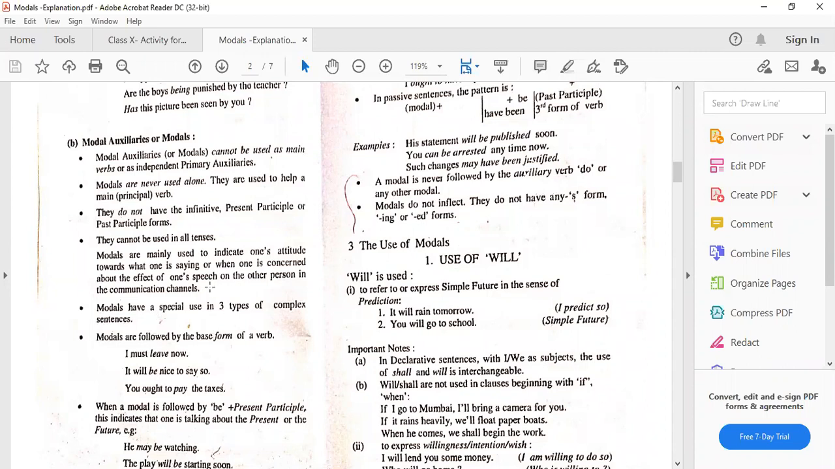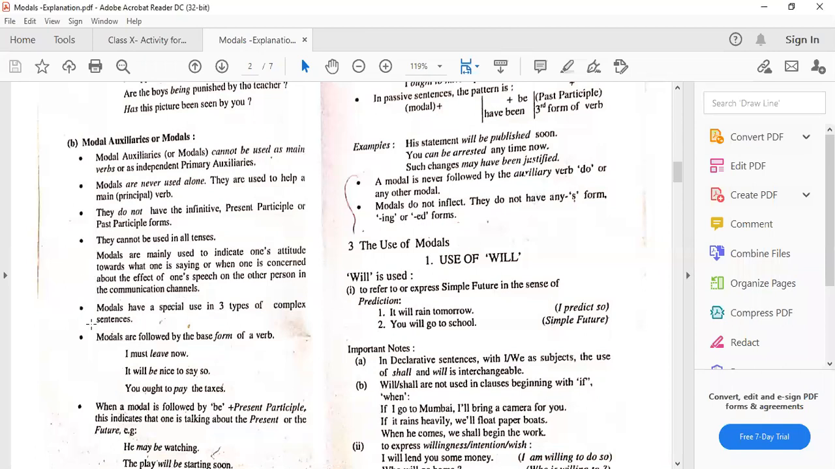You have seen that in the first pattern you use present plus future, then past plus would, could, should plus first form. Then in the third pattern we use had plus third form, and in the second clause we use would, could, should, have plus third form. Past perfect plus third pattern you are using. Okay, so this is referred to that only. The modals have a special use in the three types of complex sentences.